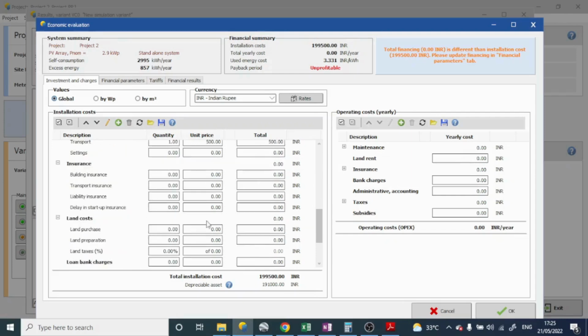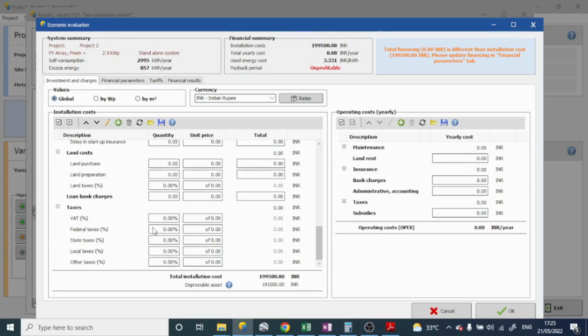For the utility scale project, we can give and properly work out in this particular financial model how much amount of VAT and local taxes will be there. So if you consider 5% of tax on the solar products also, it is going to calculate automatically how much amount of tax will be calculated at the end. Then we can give here the operating costs like the maintenance cost, land rent, insurance, banking charges, administrative taxes, other kinds of charges.